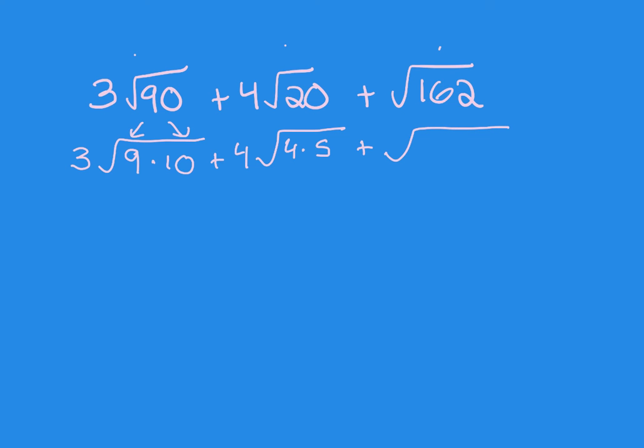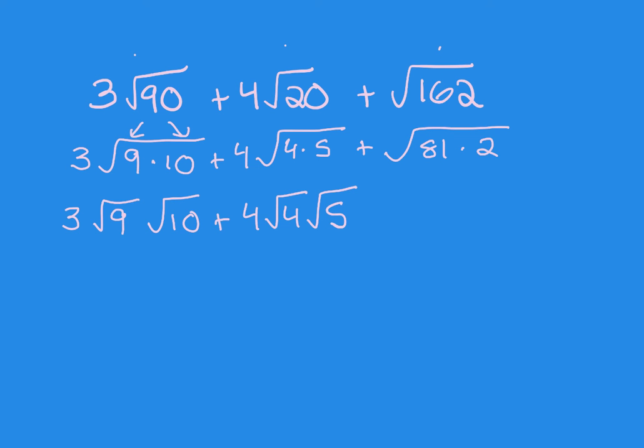162. I can do 81 and 2. All right, so 3 times the square root of 9 times the square root of 10, plus 4 times the square root of 4 times the square root of 5, plus the square root of 81 times the square root of 2.